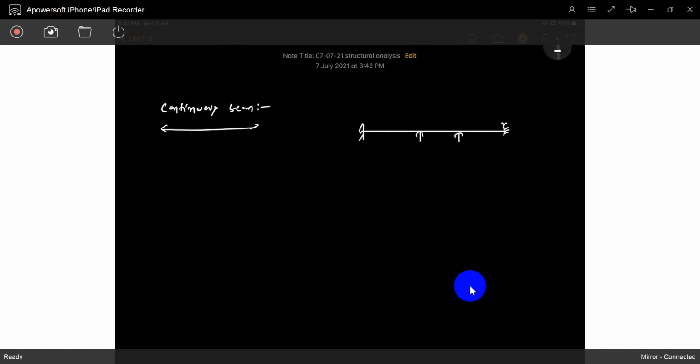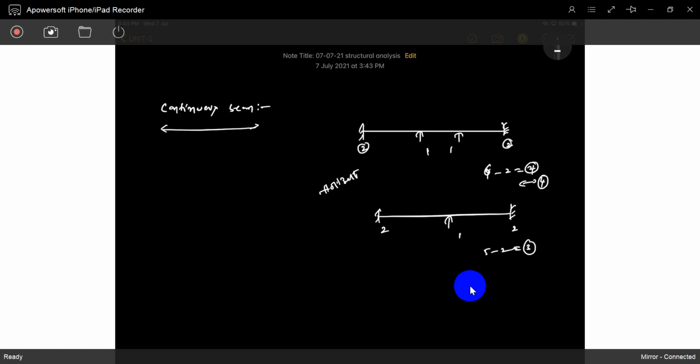See how many indeterminacy. So exclude horizontal loading. It's 2, 1, 1, 4 minus 2, 2. It's 2, 2, 4, 4, 6, 6, 6 minus 2, 4. So 4 indeterminacy. If you take like this, 2, 2, 1, 5 minus 2, it's 3. So we exclude horizontal loading. So see, the indeterminacy is 3, 4 or more.